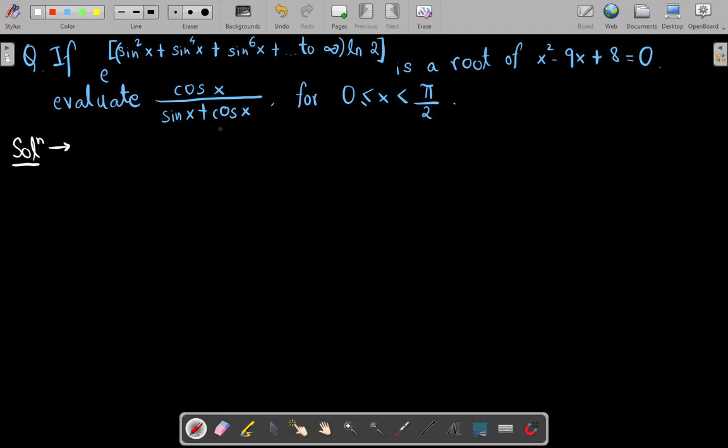First of all, let us focus on the value of x. If x lies between 0 to pi upon 2, this first of all implies that x lies in the first quadrant, right? So the value of sin x is only positive in this interval. Okay, so sin x lies between 0 and 1, and 1 is excluded because pi by 2 is excluded. 0 is included, but pi by 2 is excluded.